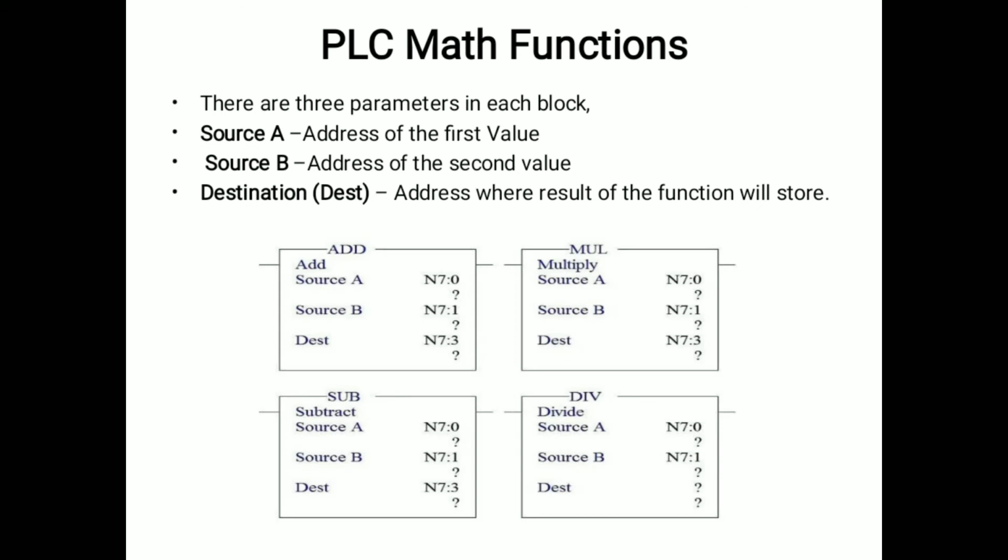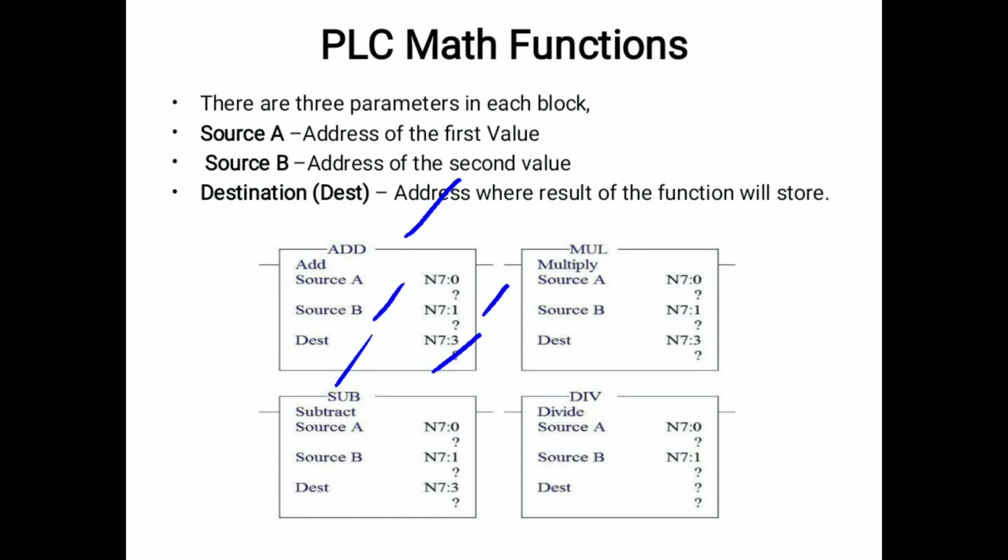Math instructions are basically represented in a block. Suppose you want to add two numbers. You have to write ADD, then for source A, the first data we take from the N7 module, input number 0. Similarly, the second number we take from source B, N7 module with slot 1. This instruction will add the two numbers and the result will be stored in the destination, and the destination address is the N7 module with slot 3. At the 3 number slot we will have the output.